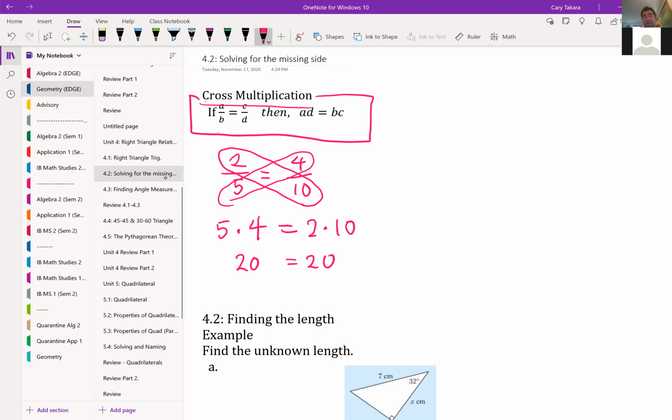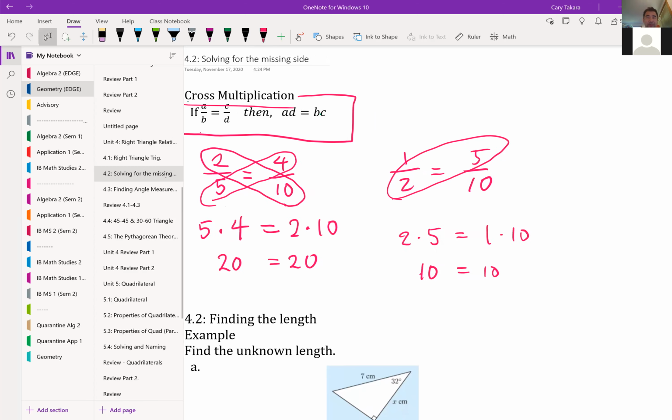If you have, I don't know, 1/2 equals 5/10, is 2 times 5 equal to 1 times 10? Yeah, it is, right? 10 equals 10. So it works, okay? And so this is what cross multiplication is. It's a very, very useful tool.